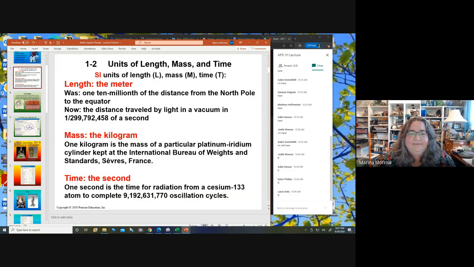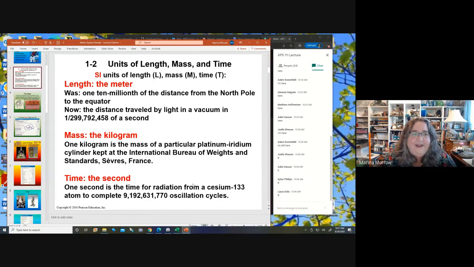So time is the second. And 1 second is the time for radiation for a cesium-133 atom to complete 9 trillion, I think it is, oscillations. So it's an atom that actually vibrates. It changes its orientation. It's like a triangle, a pyramid that flips in and out. And it does that many times. Okay, so 9 trillion times in a second.